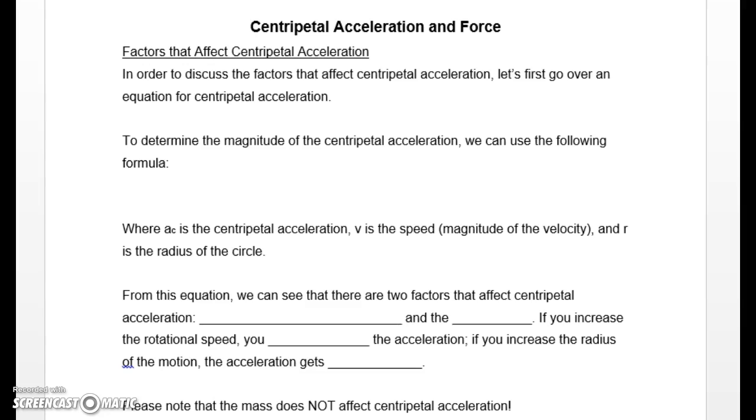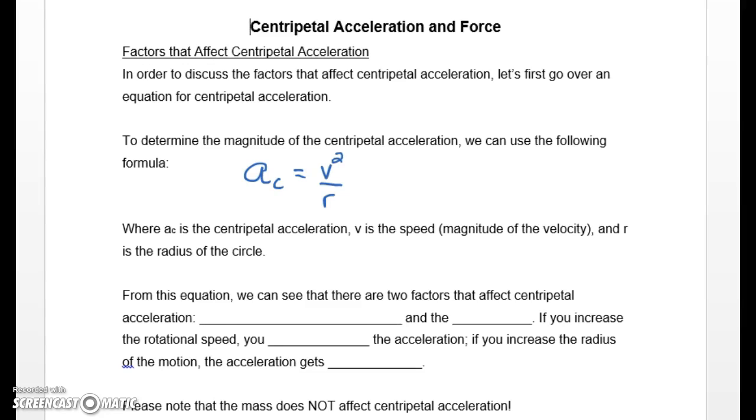In today's lesson we're going to be looking at centripetal acceleration and centripetal force. First we're going to talk about some factors that affect centripetal acceleration. In order to discuss those factors, we first need to go over the equation for centripetal acceleration. Your formula is: centripetal acceleration, a sub c, is equal to the speed squared divided by your radius.